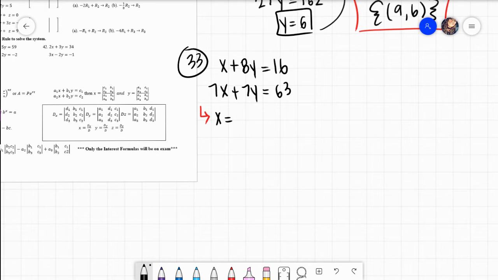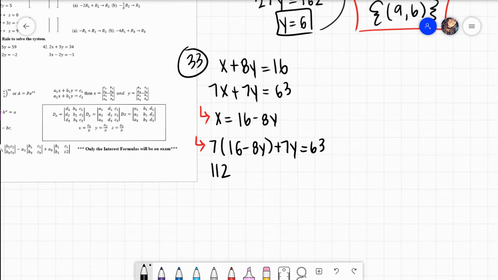I would get x equals 16 minus 8y. Now what I'm going to do is actually plug that into my other equation. 7 open parenthesis, 16 minus 8y, close parenthesis, plus 7y equals 63. Now let's go ahead and distribute. 7 times 16 is 112. 7 times 8 is 56. Signs are different, so it's negative. Don't forget your variable right there. And then we have a positive 7y equals 63.